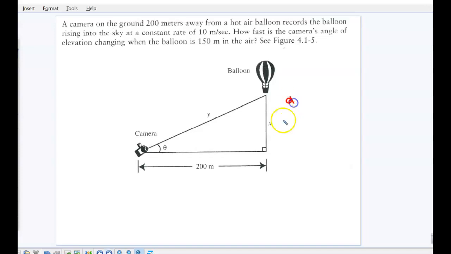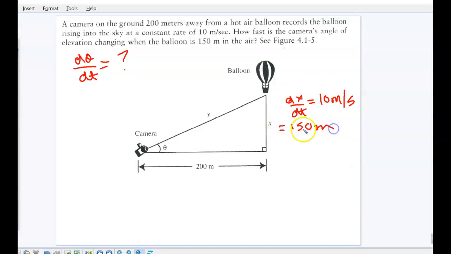Okay, so the balloon is rising, and they've indicated that to be x. So that means dx dt is going to be 10 meters per second. And there's my angle theta. We are looking for the rate change of the angle. So that's my unknown. And we are told that the distance from the camera to where the balloon started was 200 meters, and we want to find this at the instant the balloon is 150 meters high, so the instant that x is 150.